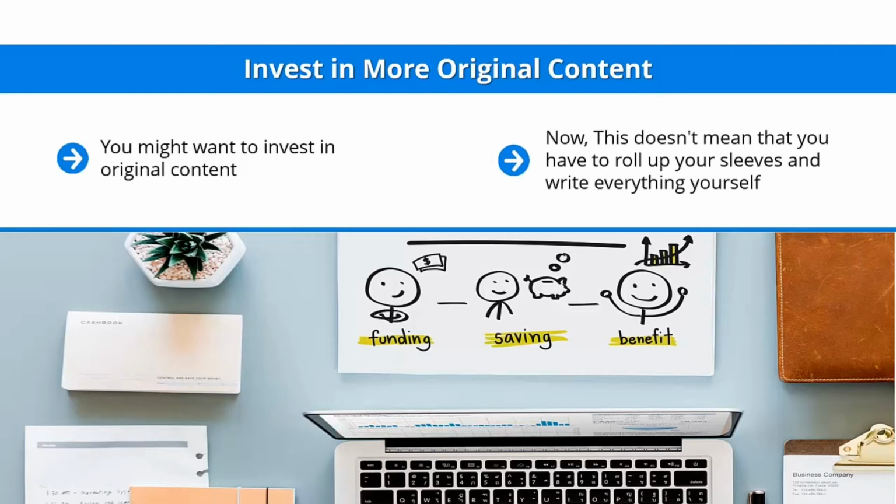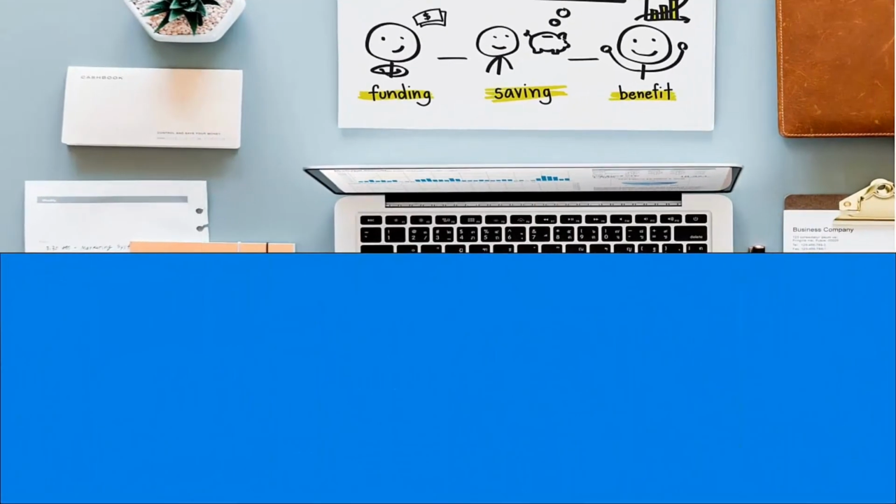Now, this doesn't mean that you have to roll up your sleeves and write everything yourself. You can hire professional writers to do this. Thanks to global outsourcing, you can get high-quality original content from places like ozkey.org without it costing you an arm and a leg. You can get high-quality content that truly engages your audiences without it killing your profit margin.